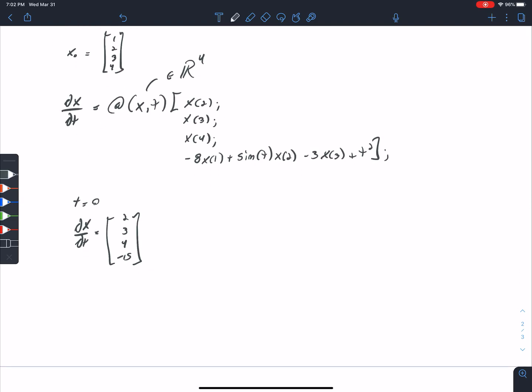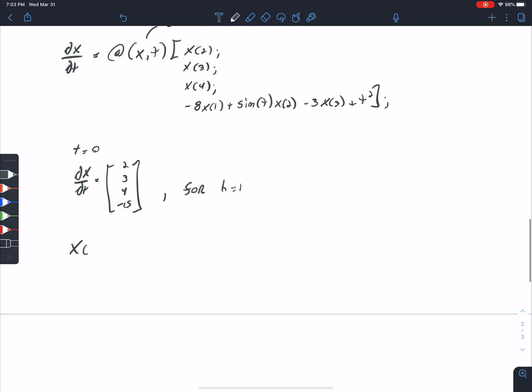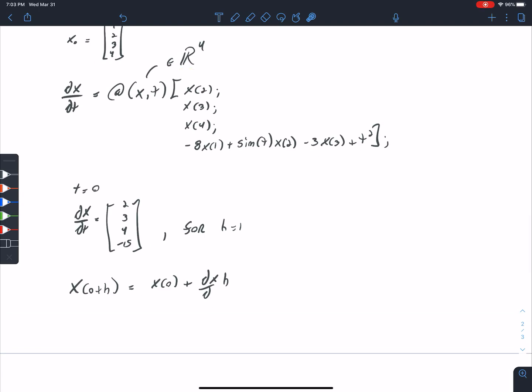And let's say, let's choose a step size h equals 1. We'll have that x at 0 plus h, right? Let's take an Euler step. That will be x0 plus that vector we just computed, dx dt times h, right? And our solution basically will be expressed with this vector x, belonging to the set of real numbers in R4, that gets evolved over time.